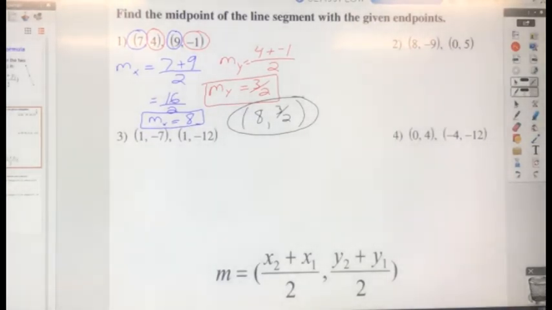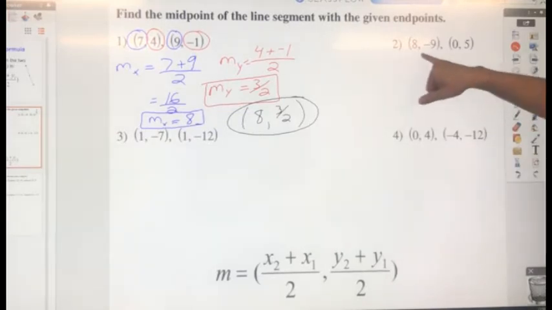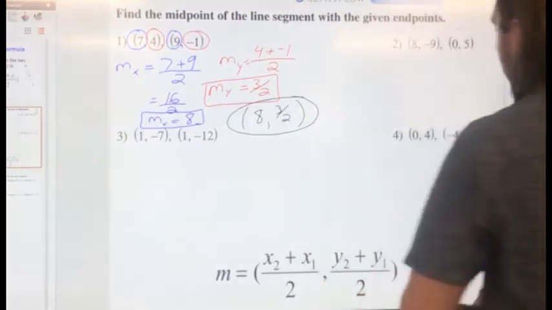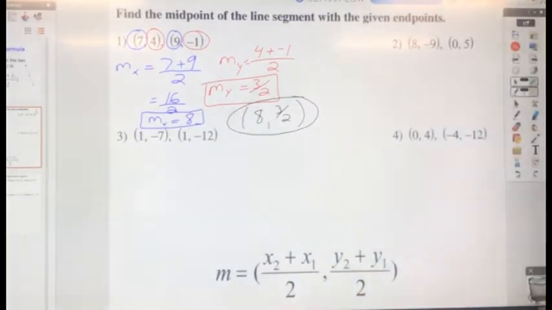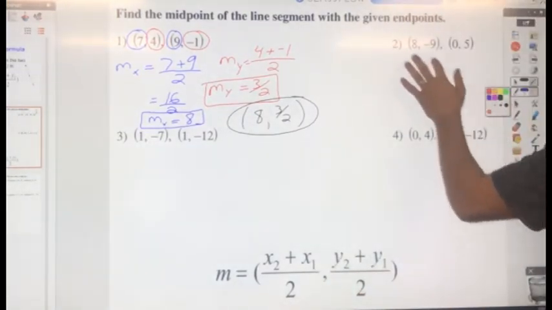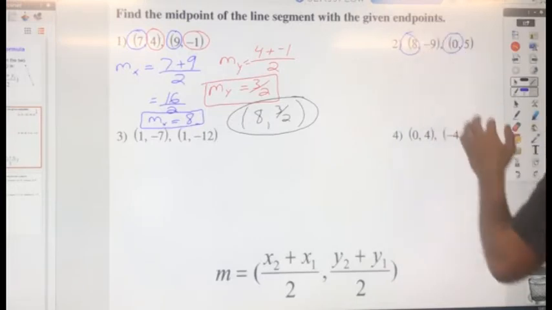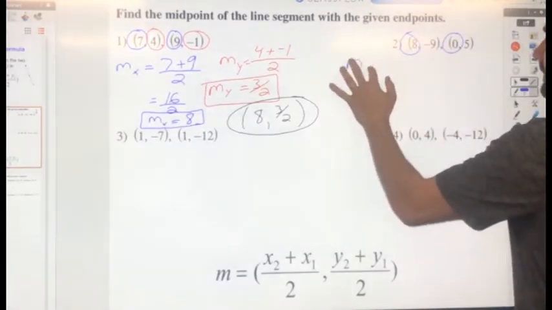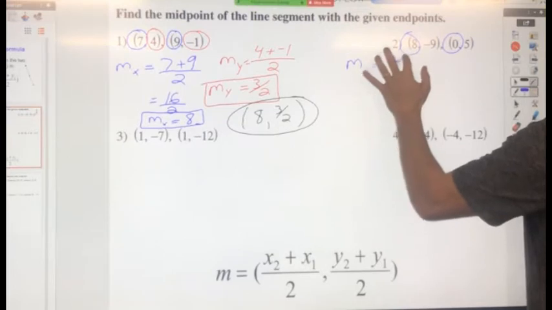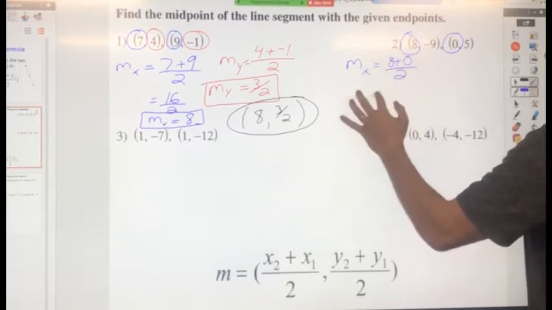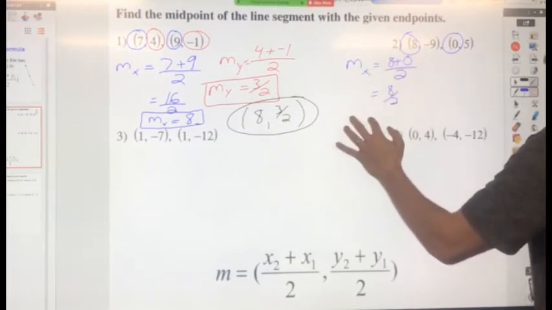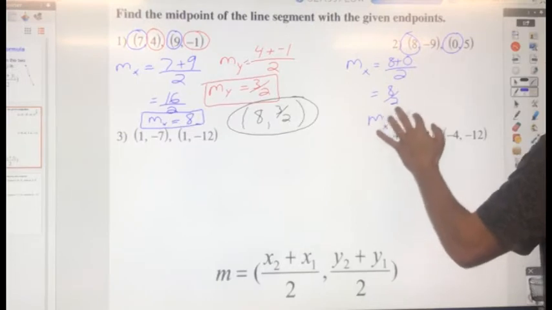Now using this formula, let me give you a moment to find the midpoint between (8, -9) and (0, 5). Let's find the midpoint of (8, -9) and (0, 5). First, let me find the midpoint with my x value here, 8 and 0. So mx equals 8 plus 0 divided by 2, which equals 8 over 2. So the x value of my midpoint is 4.